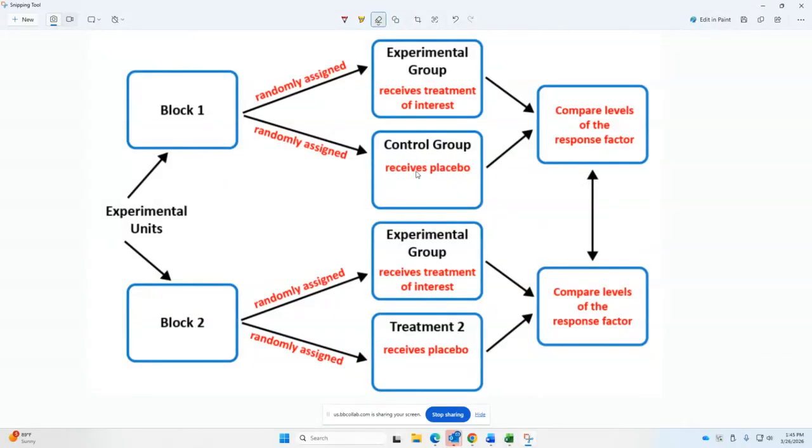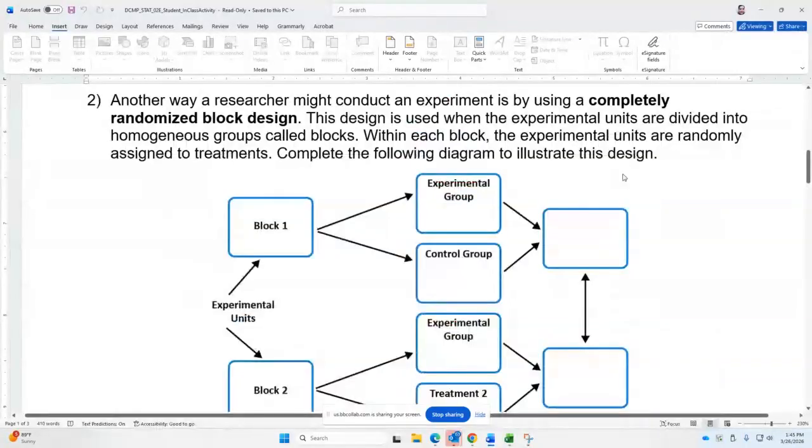All right, so this is the control group. They receive a pill, but it does not have any type of vaccine. This could be a different type of vaccine or a different way to treat polio. So that would be the treatment number 2. Okay, so that's how you could do a completely randomized block design.